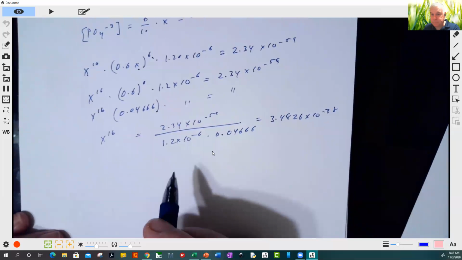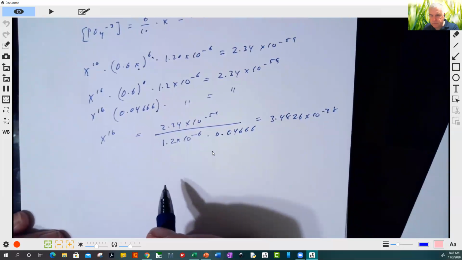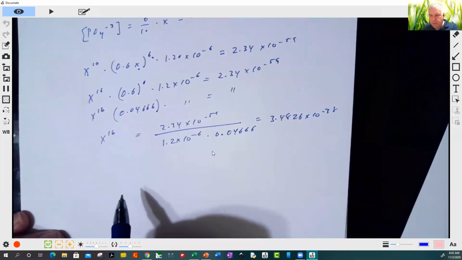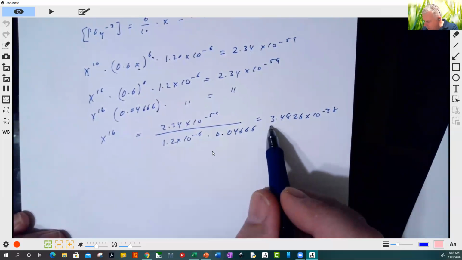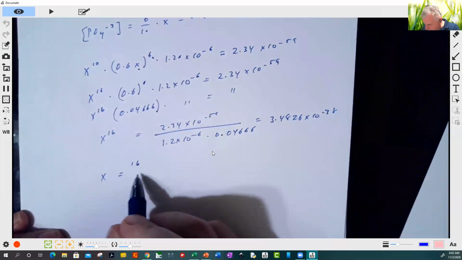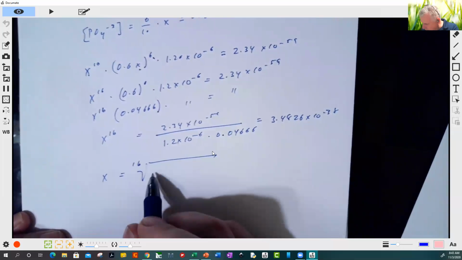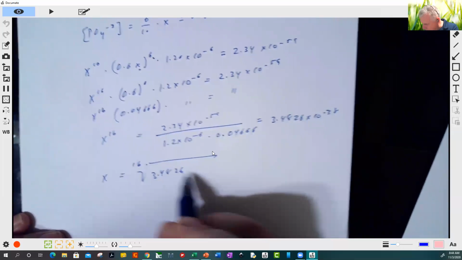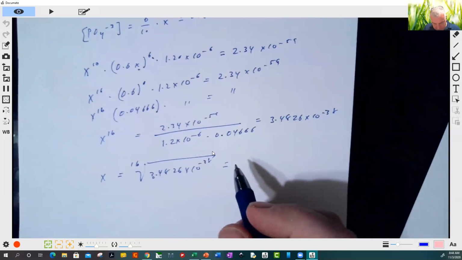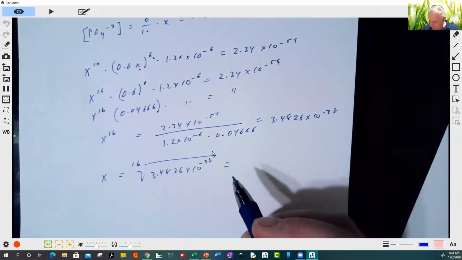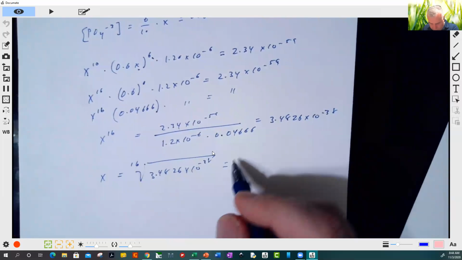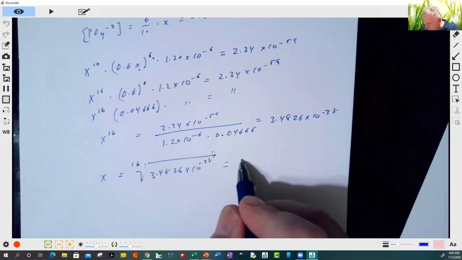And I'll tell you why phosphate is 6/10 of X. So then X will be the 16th root of 3.4826 times 10 to the minus 38. You have to be able to get the 16th root of stuff, you know? This is very large and this is very large, but they sort of cancel out. And this comes out to 0.001442.